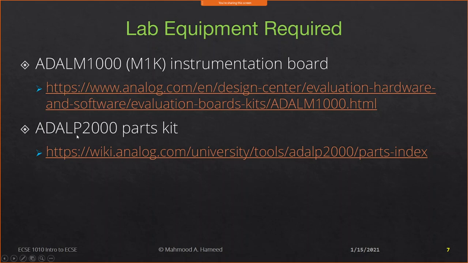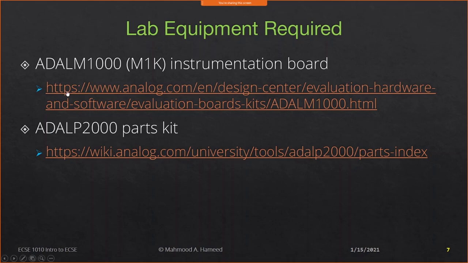And we would also need a parts kit, the ADALP2000 parts kit. The parts kit is available on the RPI bookstore. So if you want to purchase it right now, you could do that. And I'll talk more about the things that are involved in the purchase in just a bit. But those are the two things that you want to get your hands on. Every student in the class will need one M1K board and one parts kit.